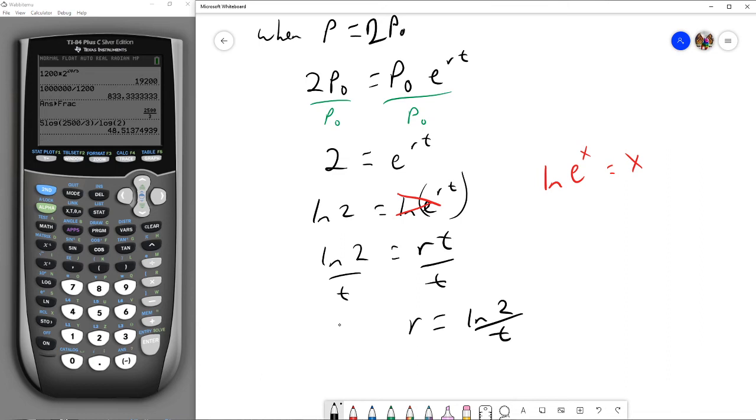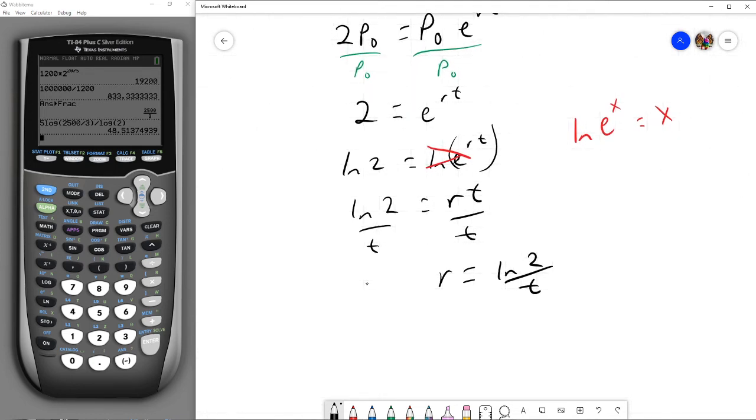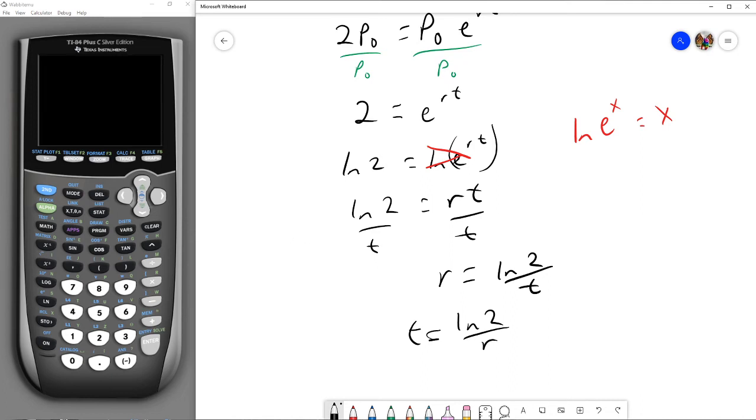Now that I think of it, if we want to think of it in terms of t, we could just divide out the r instead. So you can have time is equal to natural log of 2 over r. Alright. So this is actually how we can convert between doubling time and the relative growth rate model. We should probably work through an example of that.